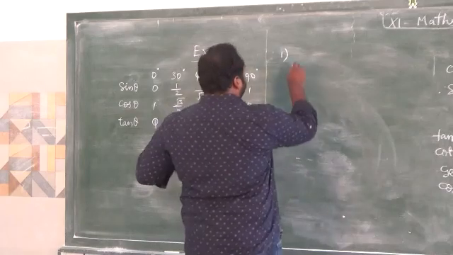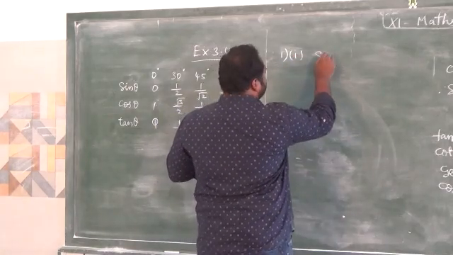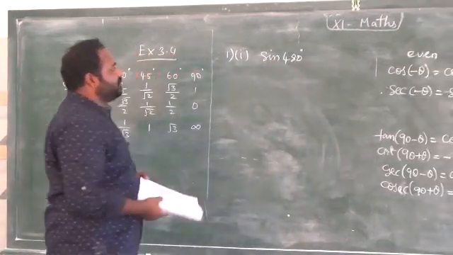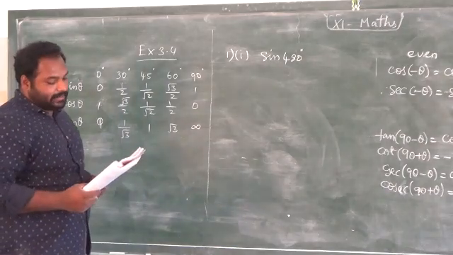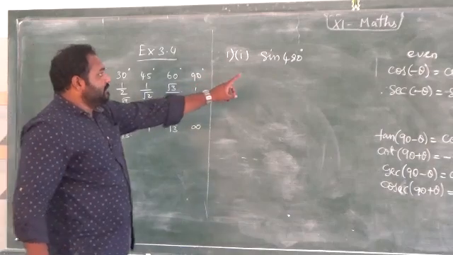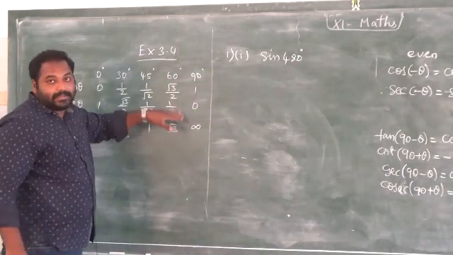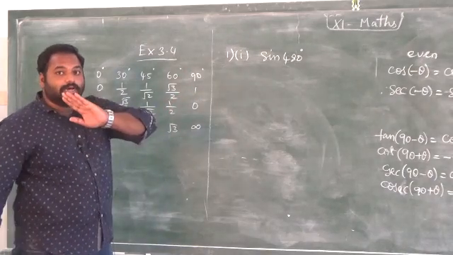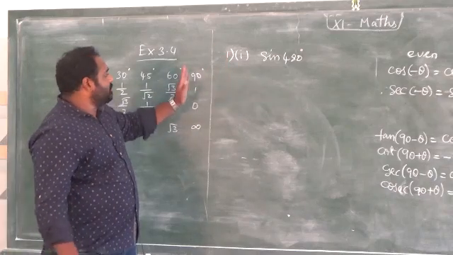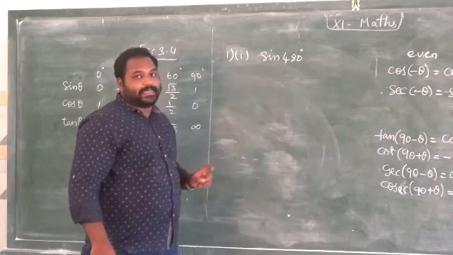Find the value of, first we have some subdivisions. First subdivision, sine 480 degrees. Sir, how can we find this? See, here we have a 480 degree angle. We have values only up to 90, so we have to convert this 480 using the quadrant, into an angle below 90 degrees.